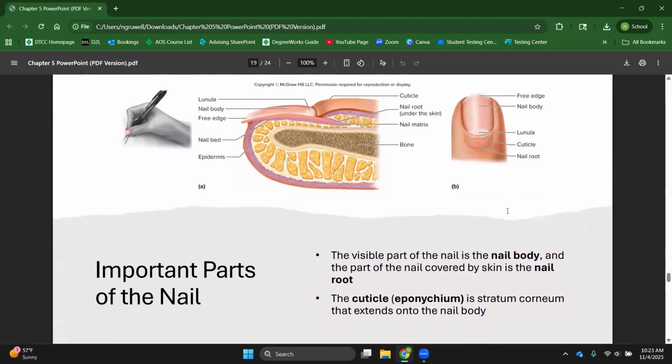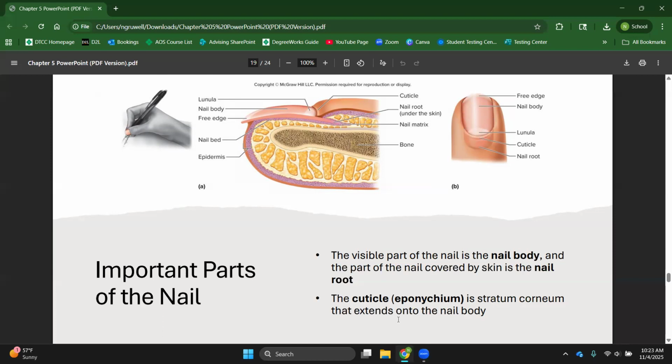Just like our hair, we'll go over a couple of important parts. So the visible part, the more majority of what we consider our nail, is called the nail body. The portion of the nail that we cut is known as the free edge. And this smaller white portion here is known as the lunula. So I always think it looks like a half moon, like Luna for moon, the lunula.